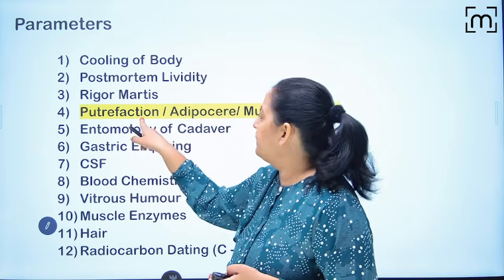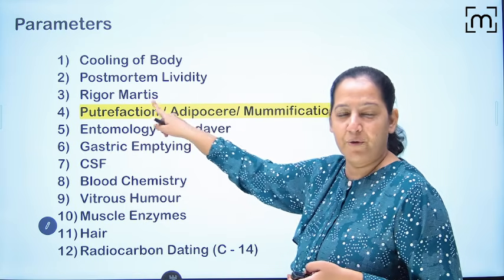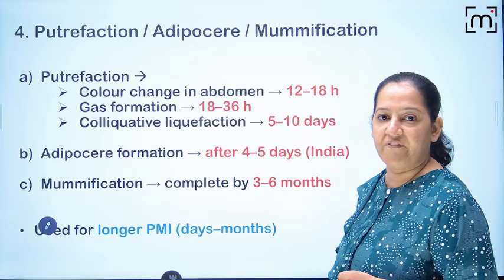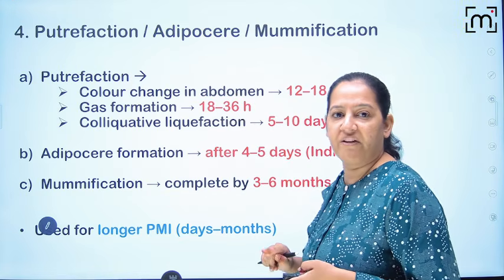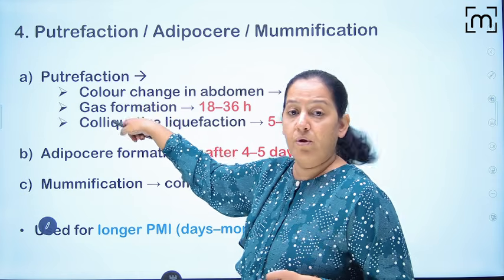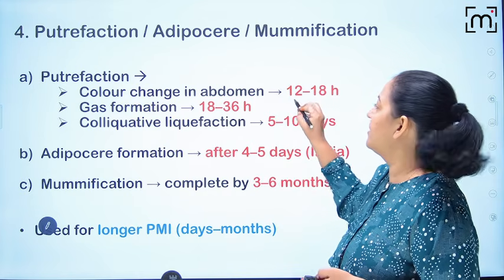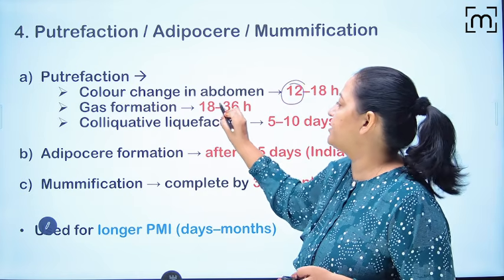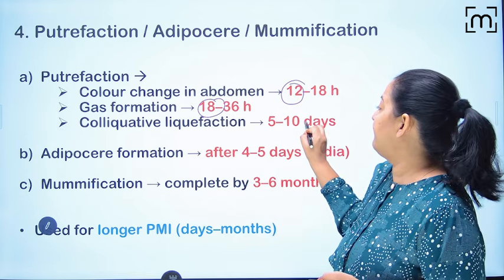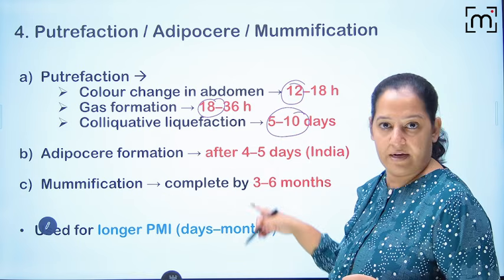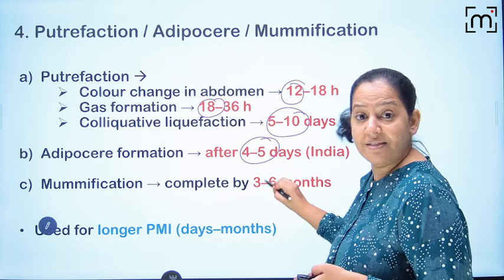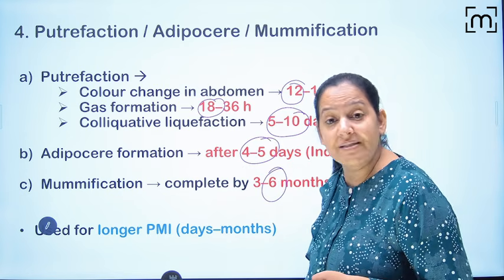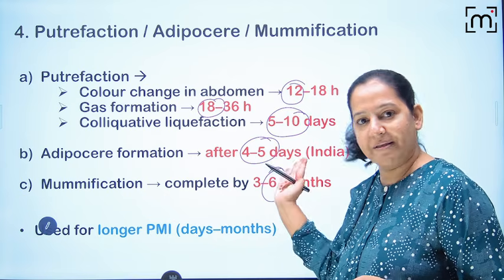The next is what I taught you today: putrefaction, adipocere formation, and mummification. I told you all 3 today. So putrefaction, I told you 3 features. Color changes occur in 12 hours. Gas formation occurs in 18 to 36 hours, and liquefaction occurs in 5 to 10 days. Adipocere formation 4 to 5 days, and mummification 6 months. This is all in summers. In winters, the timings will be less.